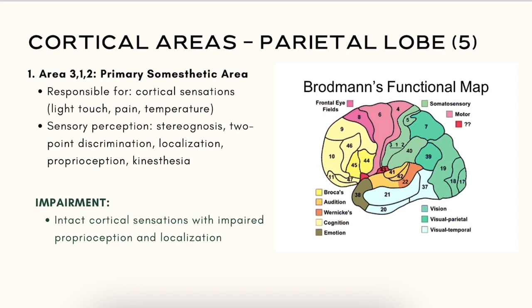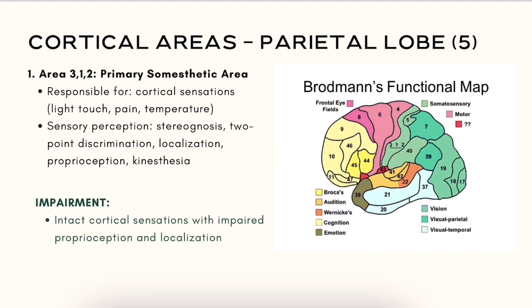Now we're going to be talking about the Brodmann areas in our parietal lobe. So for our parietal lobe, we have 5. Alright, so that's one less Brodmann area compared to our frontal lobe. So we're going to start with area 3, 1, 2, the primary somesthetic area. Now remember what I said about our parietal lobe, that when we talk about the parietal lobe, it's all about sensations. Alright, so our area 3, 1, 2 is our primary somesthetic area.